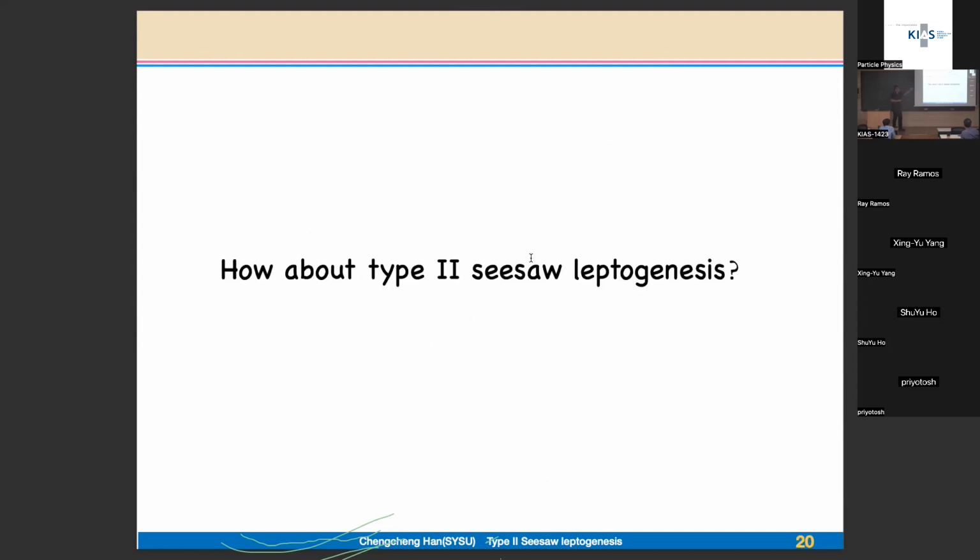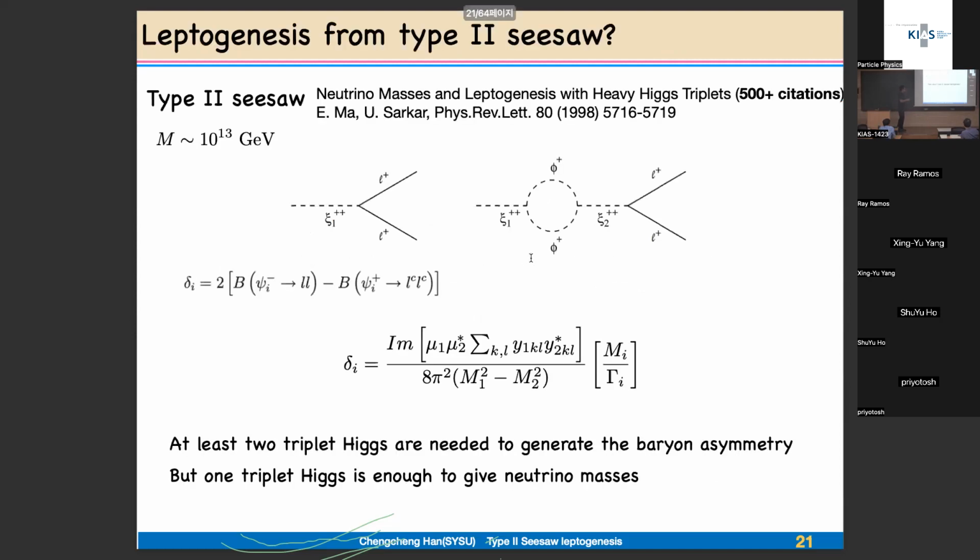Okay, how about the type II Seesaw leptogenesis? This is also very interesting because we only add one triplet Higgs, and we explain neutrino mass. If we can also explain the baryon symmetry, it will be very interesting. The earliest work is from Ernest Ma a long time ago, in 1998, and it's also very well cited. So it means this is a very interesting work.